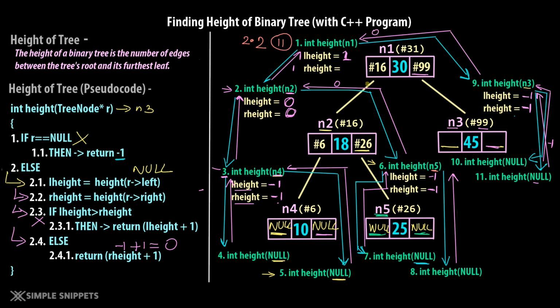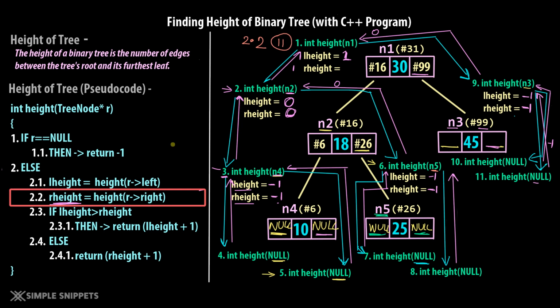So 0 will be returned and 0 will be stored as the r height in the first function call, because you can see the first function call was paused at step number 2.2. This is step number 2.2 where we are calculating r height. And when 0 is returned from the right hand side, it will be assigned as r height. So I'm going to write 0 over here. And now the first function call will resume its operation from step number 2.3 because it was paused at 2.2. Step number 2.3 for the first function call, which is the first int height function call, is if left height is greater than r height. So now you can see there is a difference between left height and right height. Both of them we just calculated. Left height is 1 and right height is 0.